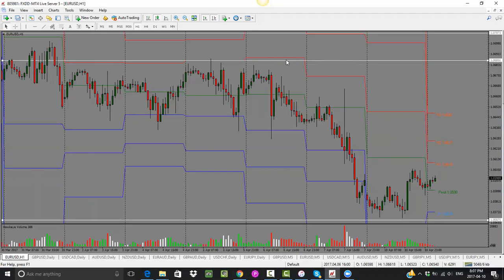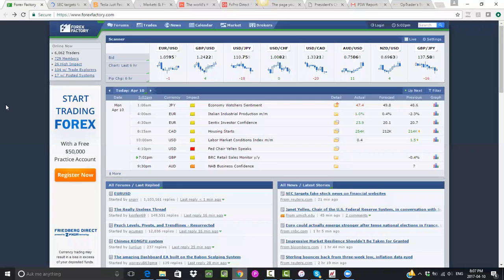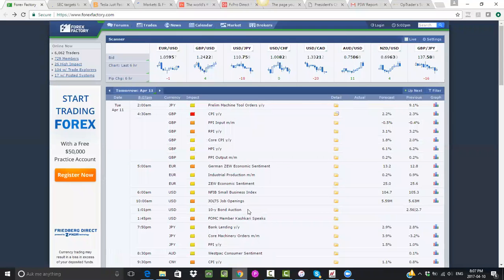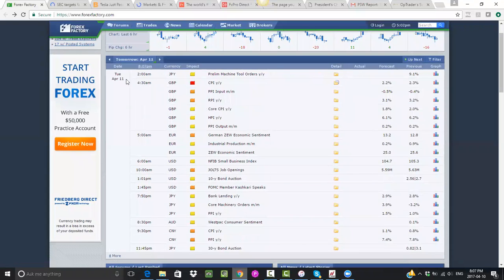Today was a very low volume day. Not much happened in the markets today. Actually, we skipped over the Forex Factory here. Let's have a quick look. There was no news really. We just had Yellen speaking, and she didn't really say much. So not much to move the markets today.